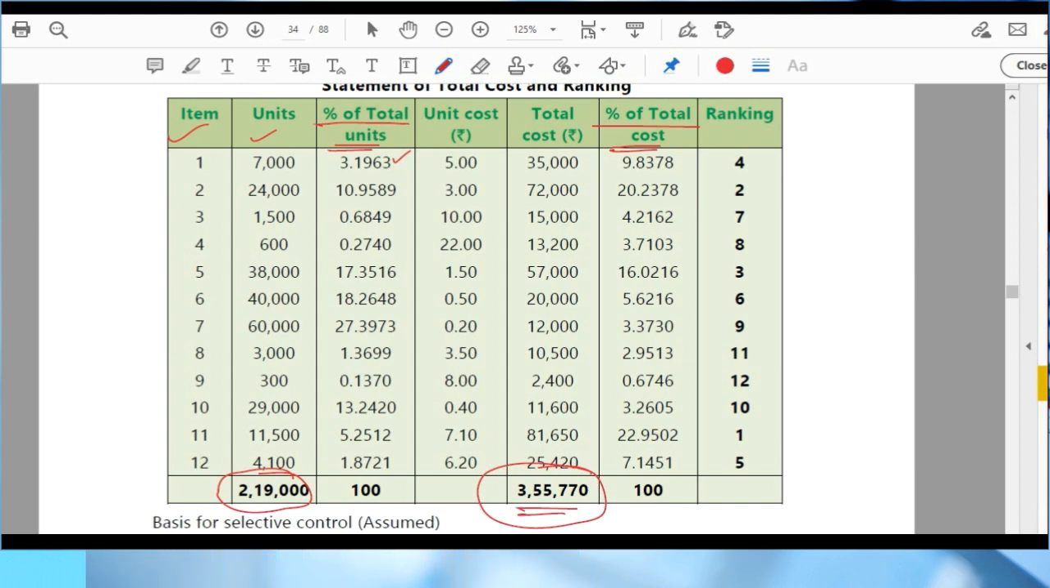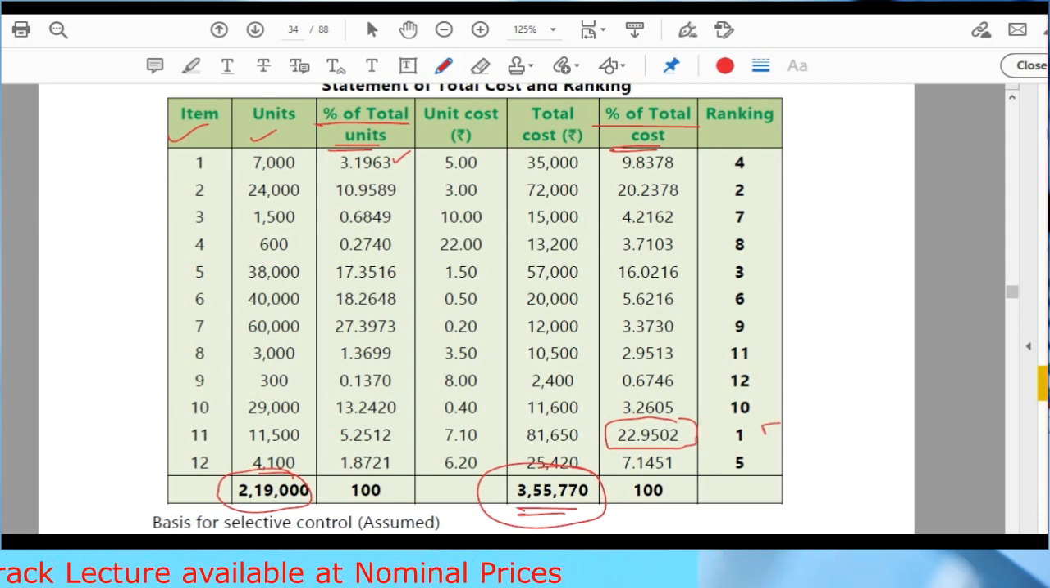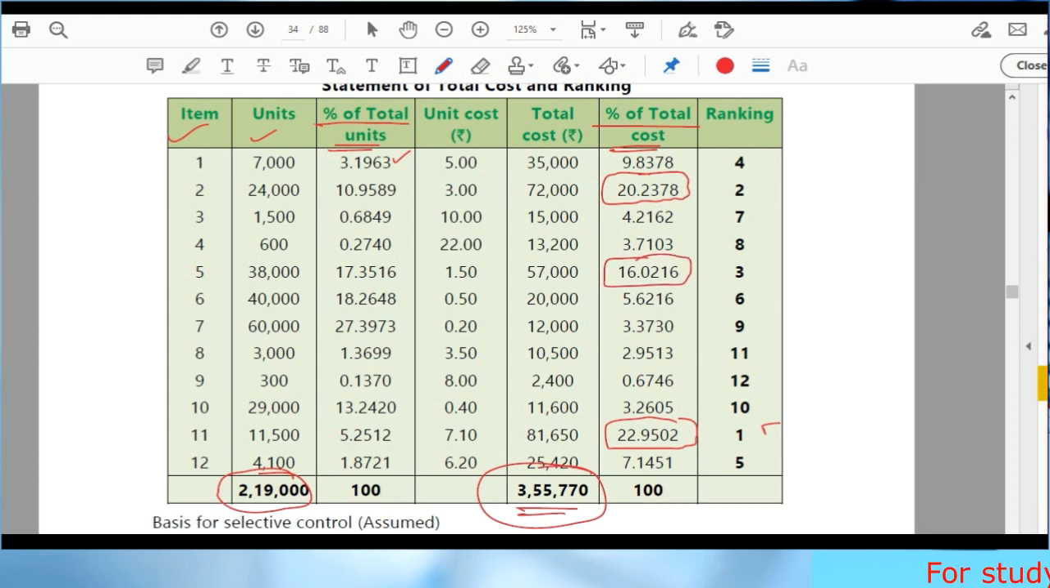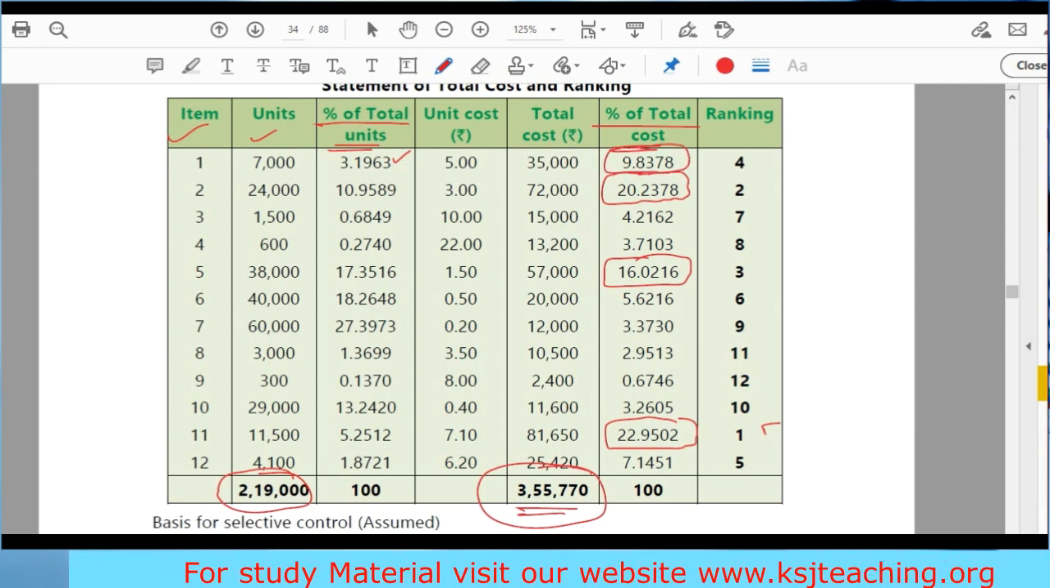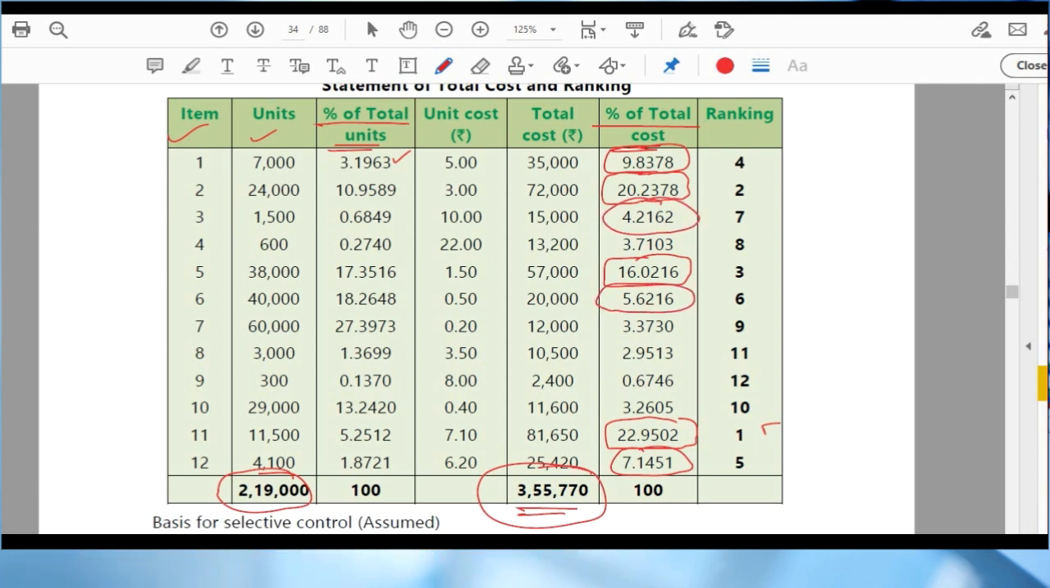Now we have to check which item holds the maximum percentage in terms of value. Sir, maximum percentage is being held by item number 11, that is 22.9502. So this is item number 1. Second is item number 2, 20. Then 16.0216, item number 3. Then we have, sir, item number 4. Then 5, right? Then somewhere 6 is given, 5.6, right?